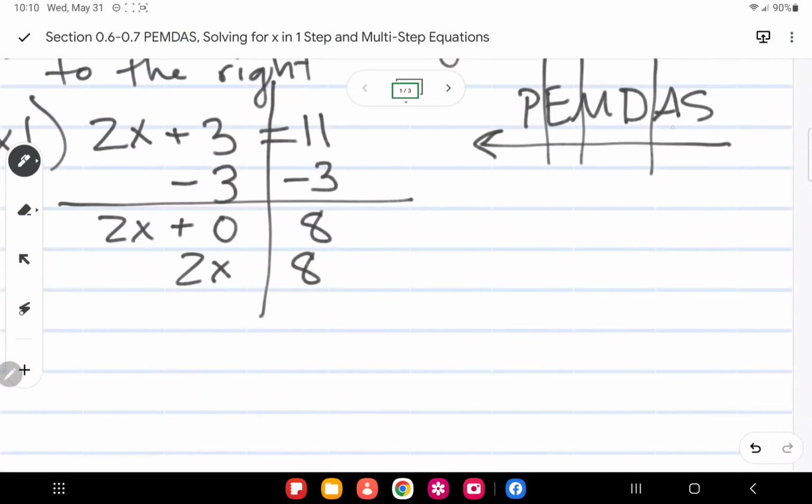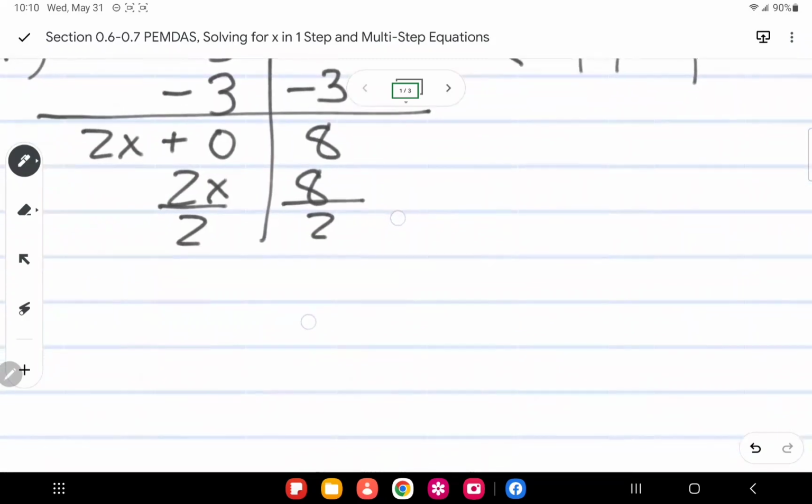Now going back to PEMDAS. D for division. Do we have any divisions here? No. M. Do we have multiplication? Yes. So as I've talked about, whenever two items, such as two numbers or a number and a variable, or two variables are next to each other, with or without parentheses, usually they're multiplying. So 2 times x, the opposite of multiplication is what? Division. So we're going to divide that by 2 and the right side by 2.